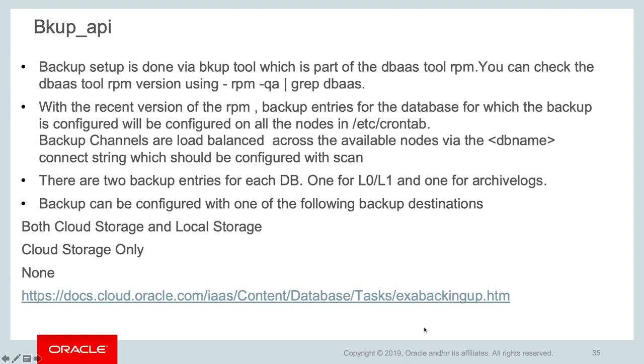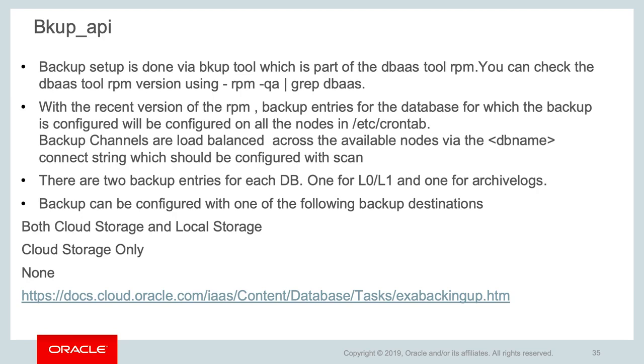Now we'll move to the next API, the last API we discussed in the beginning, and that's the backup API. Backup setup is done via the backup tool, which is part of the dbus tool RPM. You can always check which version of dbus tool is installed using rpm -qa | grep dbus. You also have to make sure you are on recent versions of cloud tooling, and we have seen examples of how to use dbus CLI commands to update or keep your cloud tooling current.